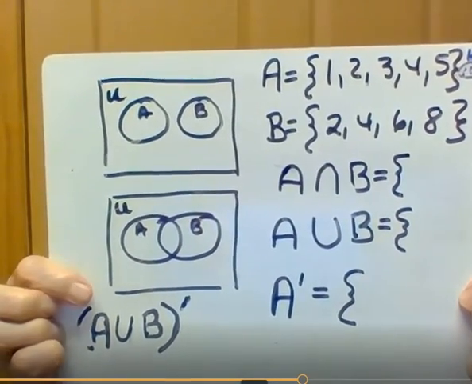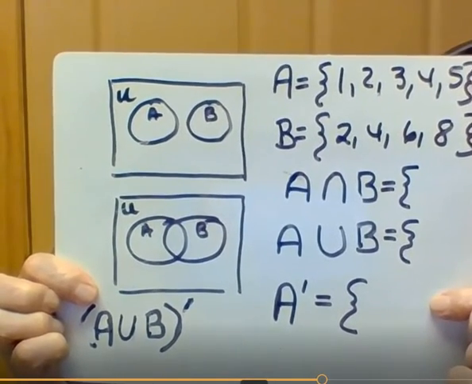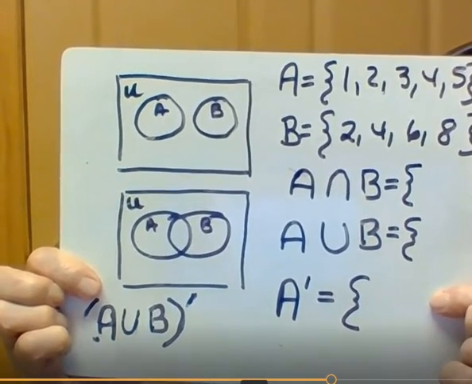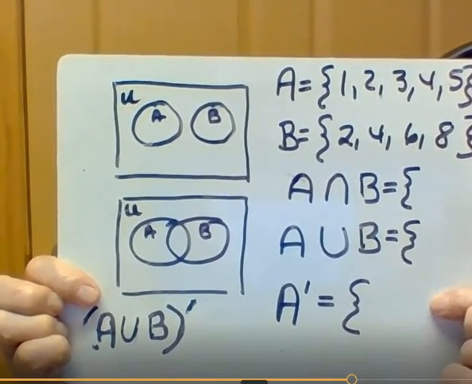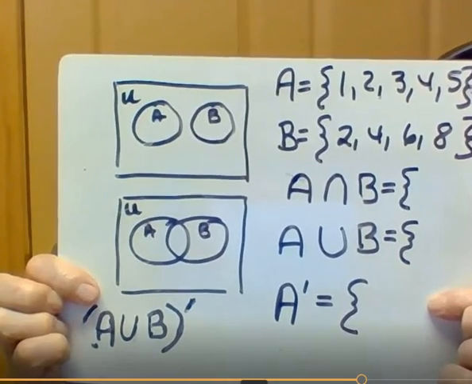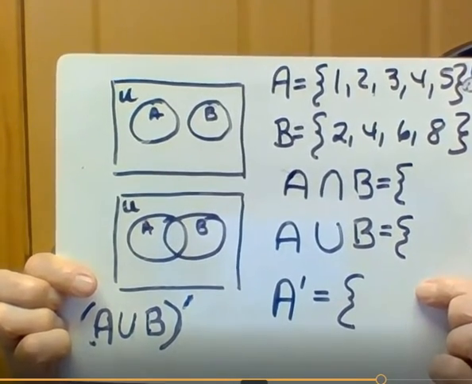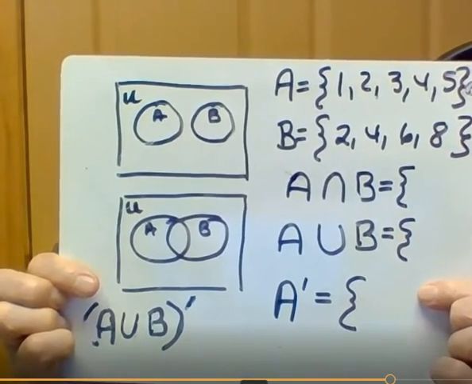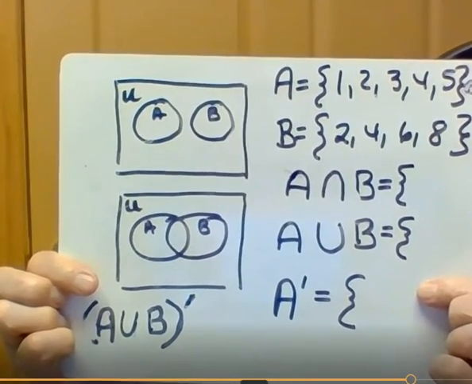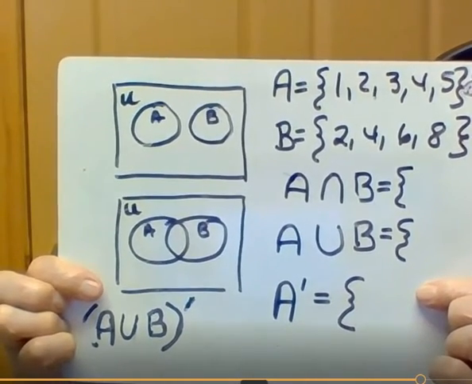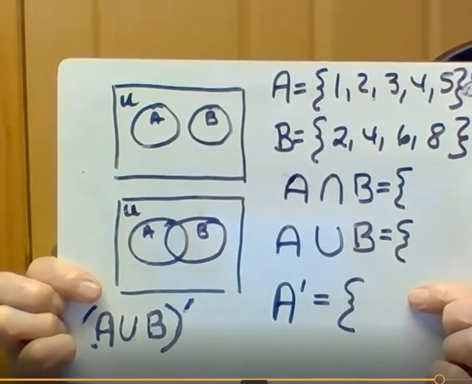Now, for this one over here, what am I asking? I'm asking what is the complement? That would be those elements in the universe that are not in set A. What would I put there? Well, 1, 2, 3, 4, 5 would be in A. So I couldn't put the 2 and the 4, but the 6 and the 8 would then be in roster notation here.